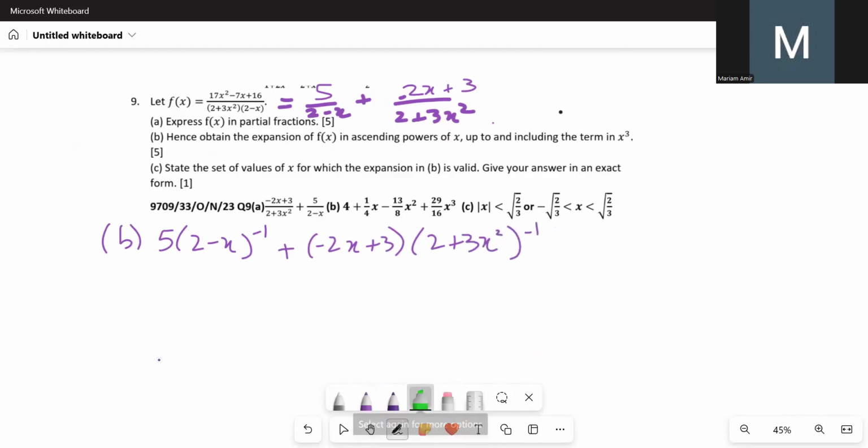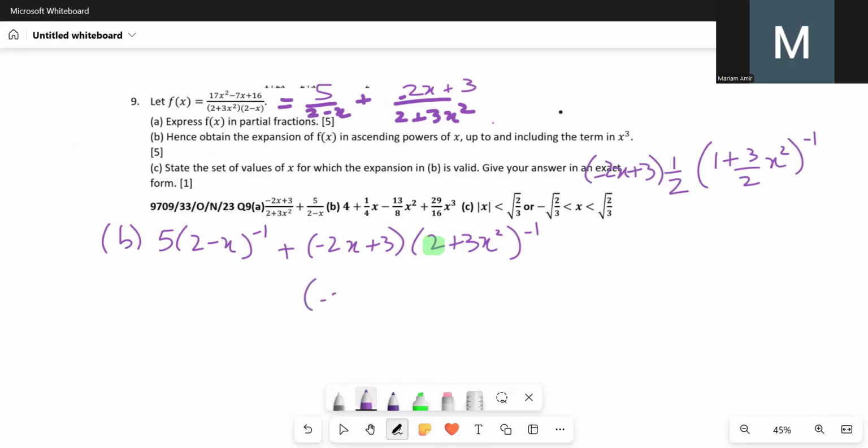Before we start expanding, this needs to be 1. So 2 comes out, but it becomes 2 power minus 1 when it comes out. So we'll get this. And then 2 power minus 1 is actually half. And multiply half with the other bracket, minus 2x plus 3. It becomes minus x plus 3 over 2. And this would be (1 plus 3 over 2 x squared) power negative 1.